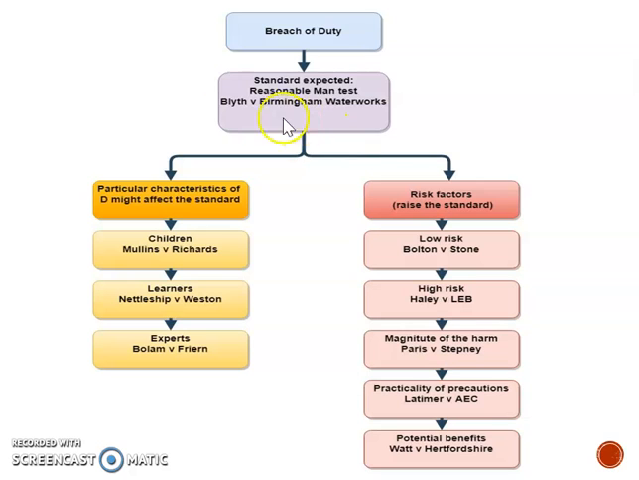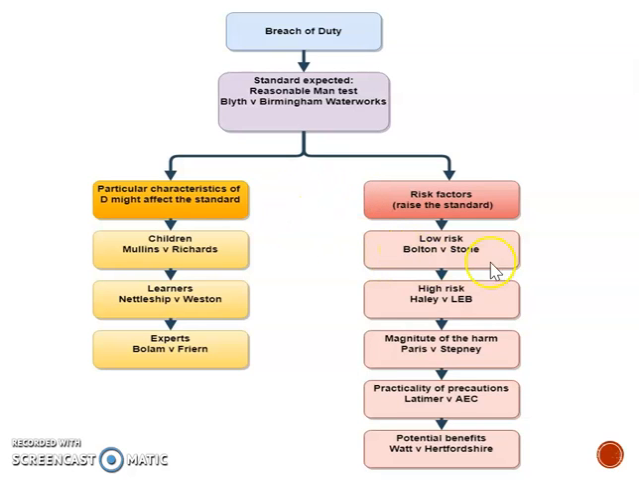But what we've seen is that standard may alter slightly depending on whether the defendant has particular characteristics. So children are judged by other children of that age. Learners must meet the same standard as someone competent and experienced. And experts are judged by other experts in that art. We've also looked at risk factors. So the more risk factors there are, the more likely the defendant has breached his duty.